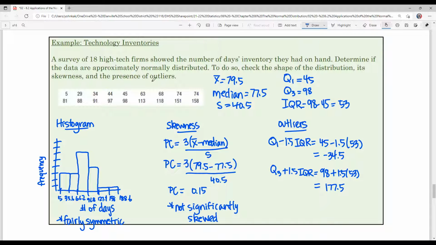So take a look in your table of values. Do I have any numbers that are less than negative 30.5 or greater than 177.5? I do not see any, so therefore there are no outliers.